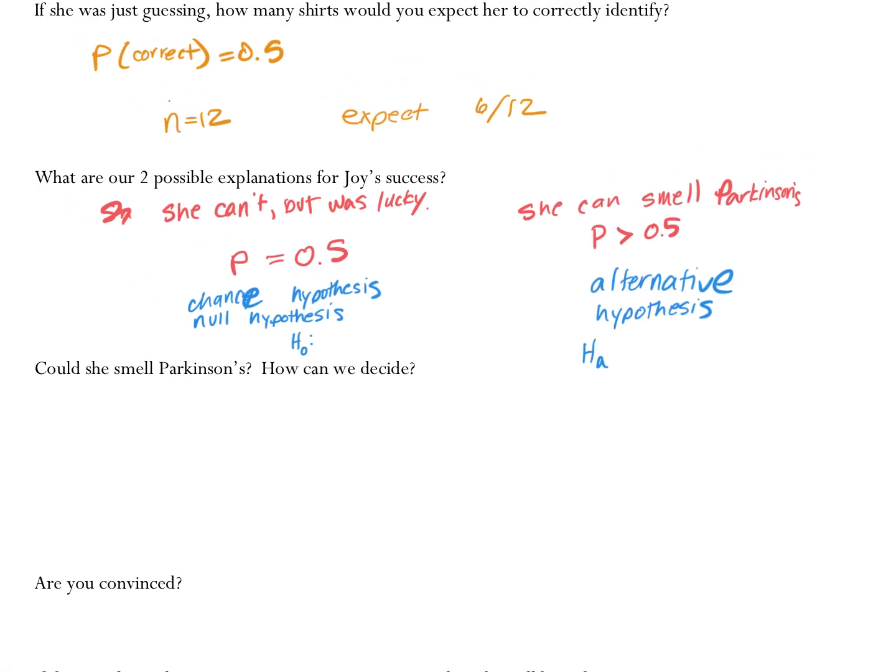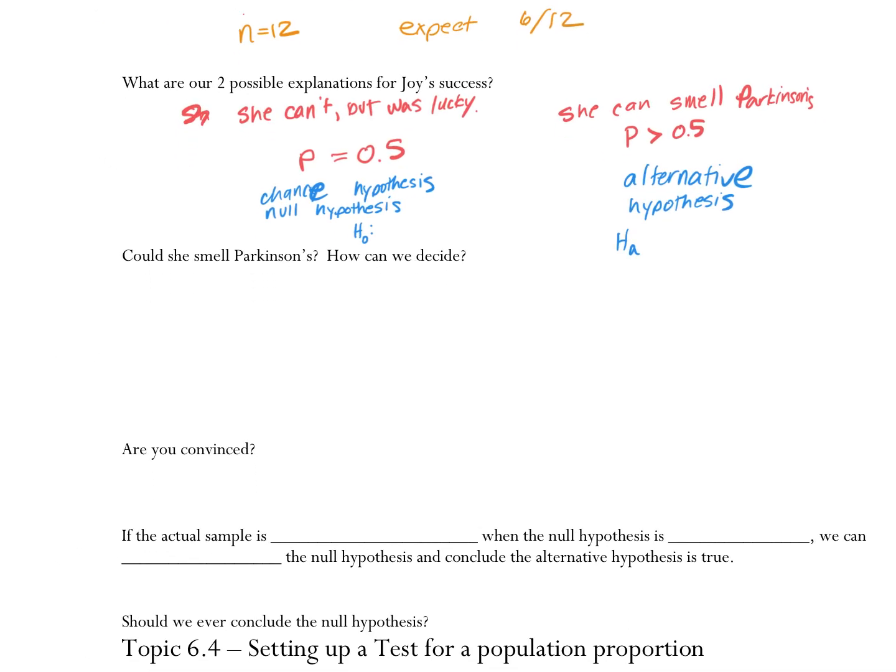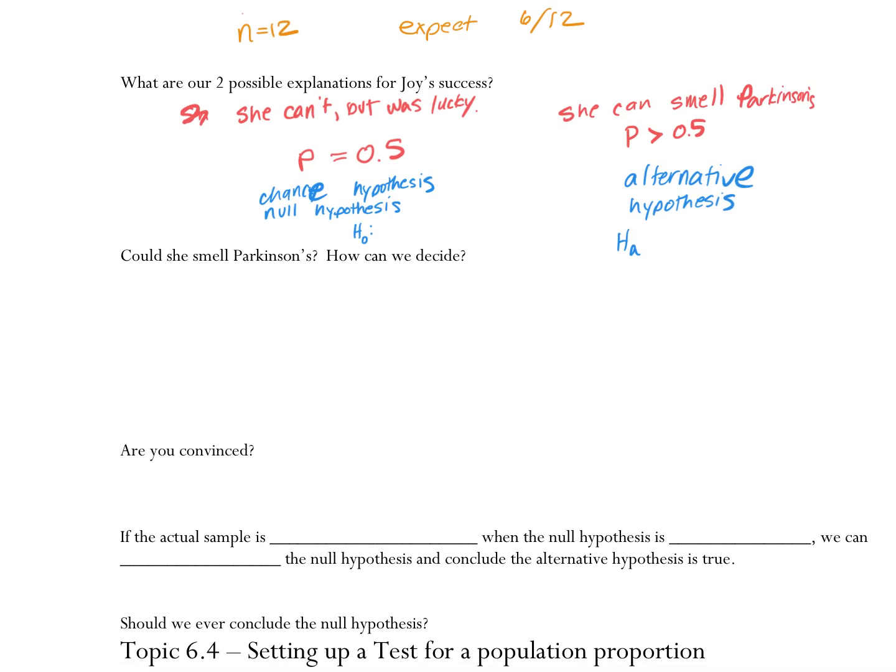So here's what we do. If we want to decide, can Joy smell Parkinson's? What we want to ask ourselves is, could 11 out of 12 happen by chance?